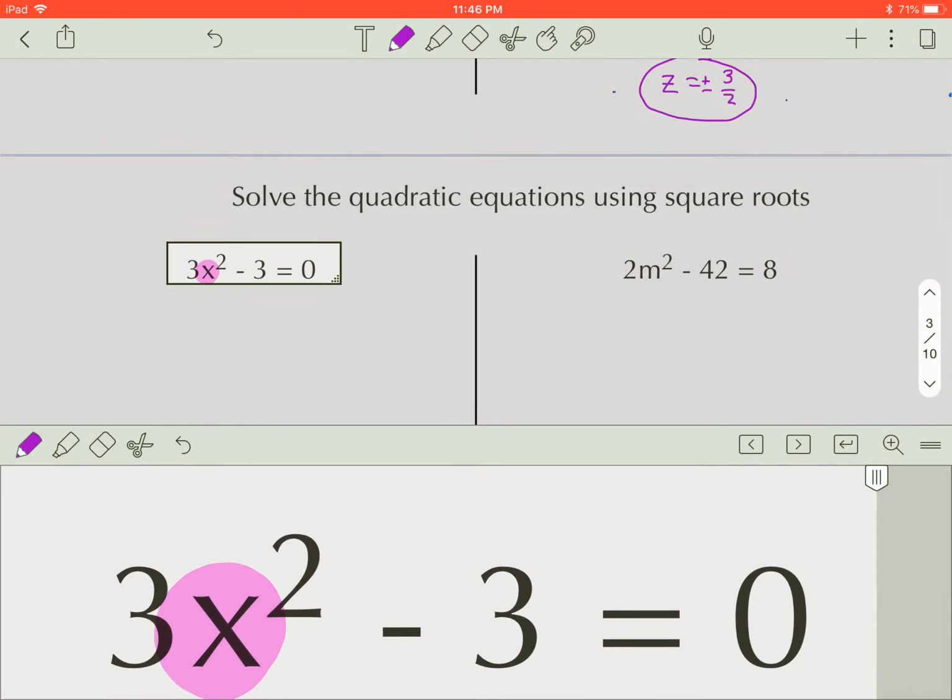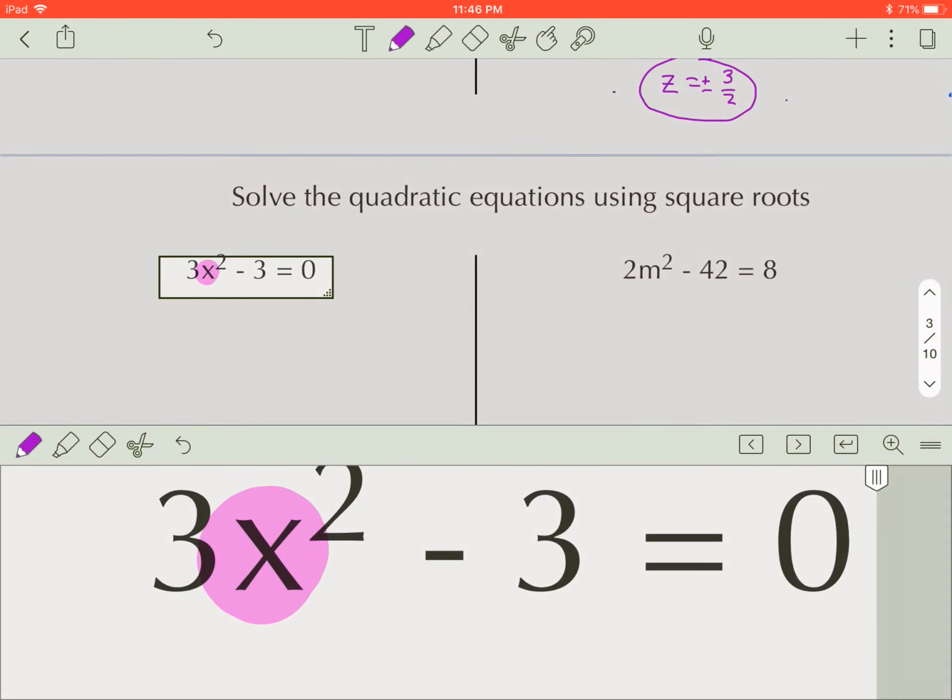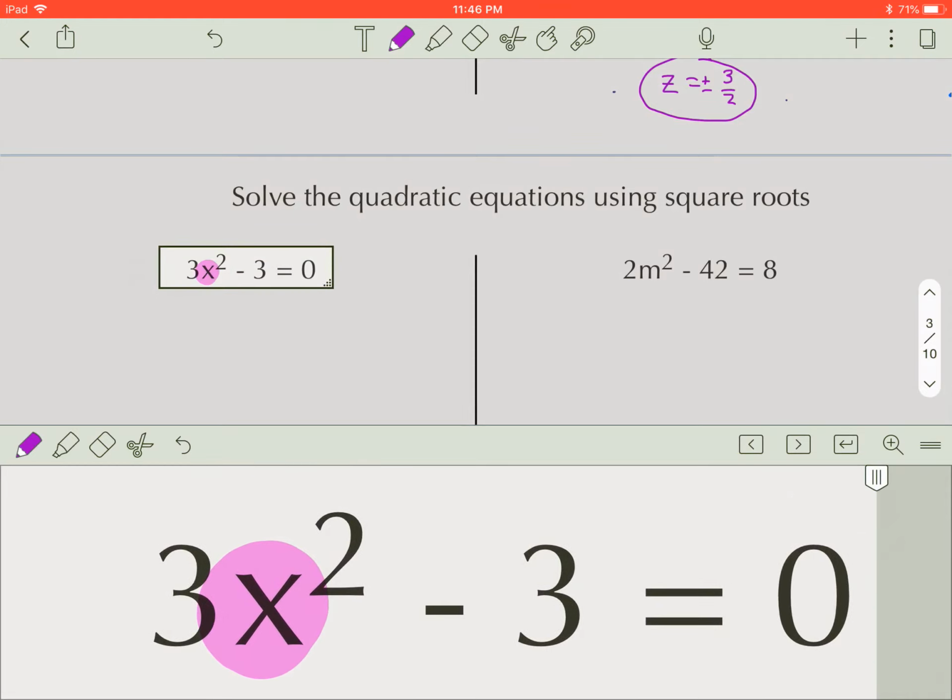Hey guys, here for video 2 over solving quadratic equations using square roots. Start with the problem 3x squared minus 3 equals 0. If you notice, I've already found the variable x there. I've highlighted it in pink, and now we have to solve for that.